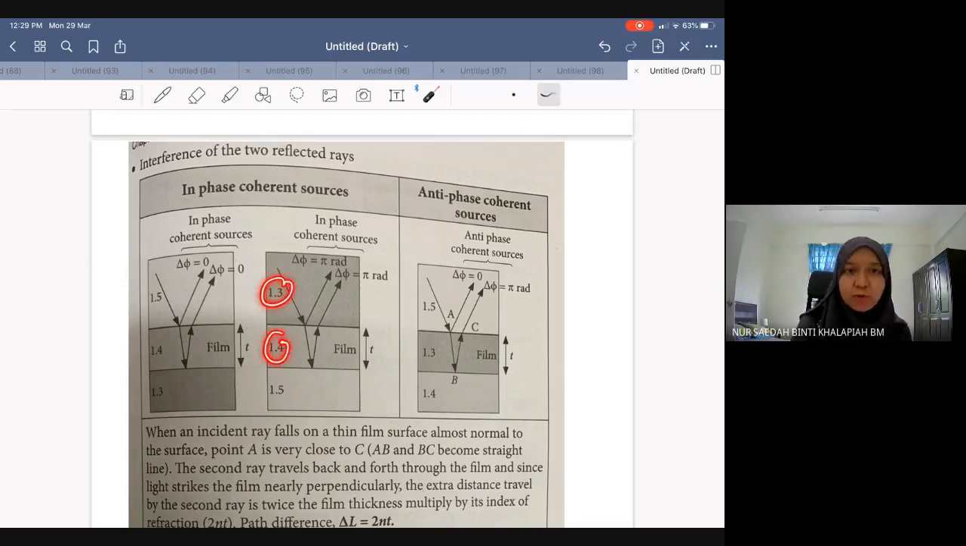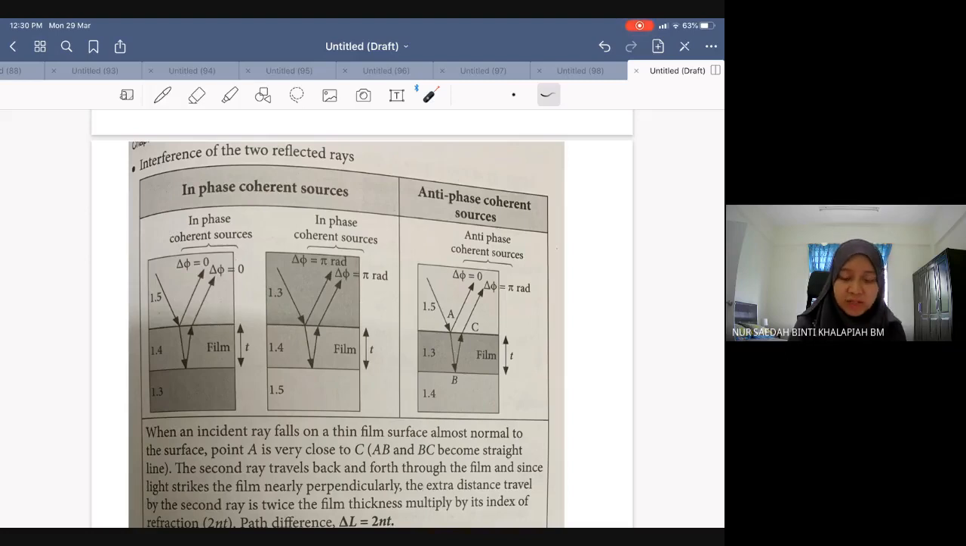Okay, from 1.3 to 1.4 it increases, so when it increases, there is a phase change by pi radian. From 1.4 to 1.5 it also increases, so there is a phase change by pi radian. As a result, we have in-phase coherent sources. Our sources are in the same phase.